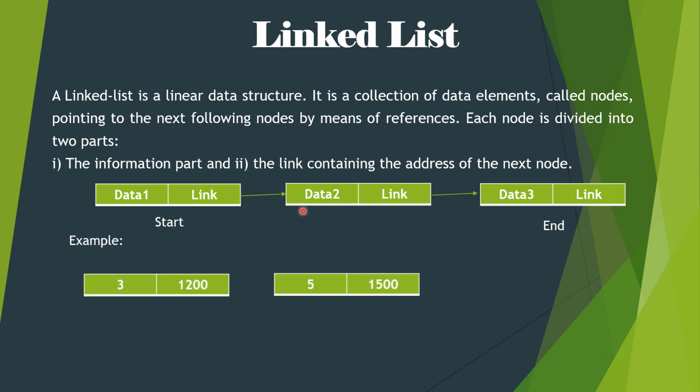For example, if the first node is containing data 3, second node is containing data 5, third node is containing data 7. So see why here 1200 is stored, because the address of the next node is 1200. This is containing 1500 because the address of the next node is 1500. And why it is null? Because it is an end or last node. So this is the starting node and this is the ending node. So in this way, in a linked list, many nodes can be attached.